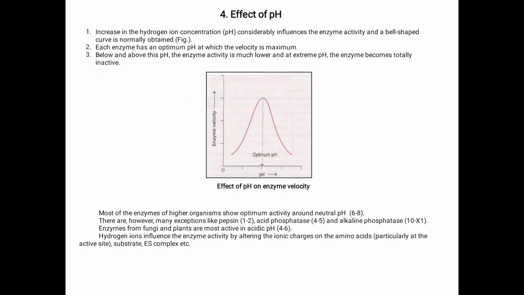Effect of pH. Increase in the hydrogen ion concentration considerably influences the enzyme activity, and a bell-shaped curve is obtained. Each enzyme has an optimum pH at which the velocity is maximum. Below and above this pH, the enzyme activity is much lower, and at extreme pH the enzyme becomes totally inactive. So pH is another factor that is responsible for enzyme activity. If there is lower pH or higher pH, then the activity of the enzyme will be changed.